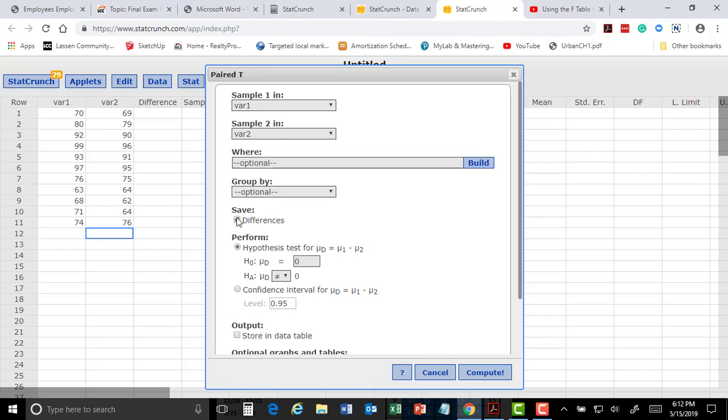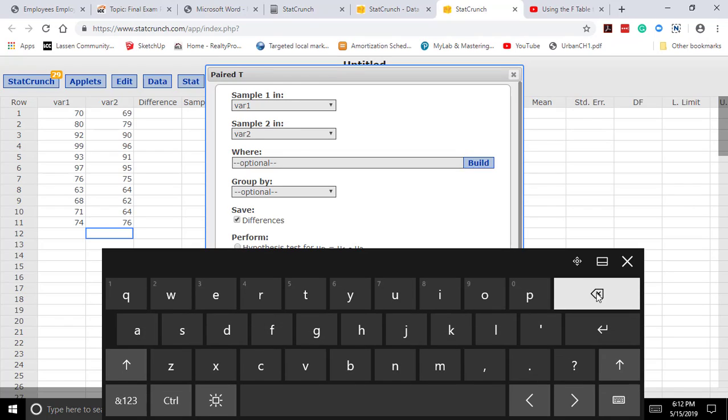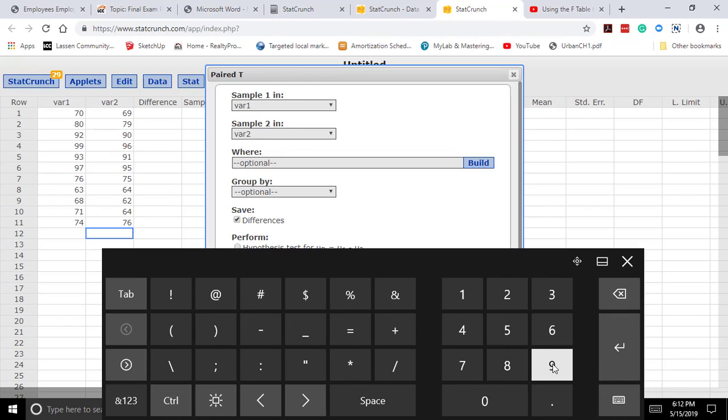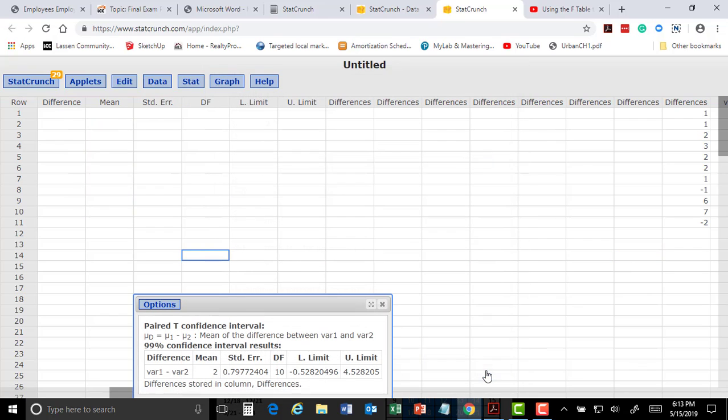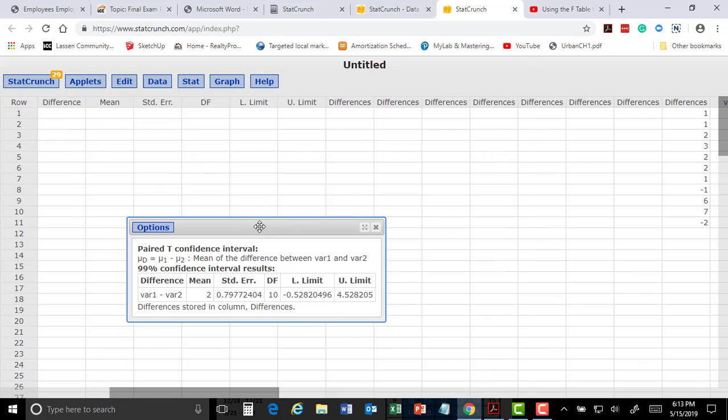Am I looking at a hypothesis test here, or what am I doing? I just want to construct a confidence interval. Yeah. And at what significance level? 99. Another one at 99. There. Ready? Drum roll. Okay. Okay, looks like A, right?